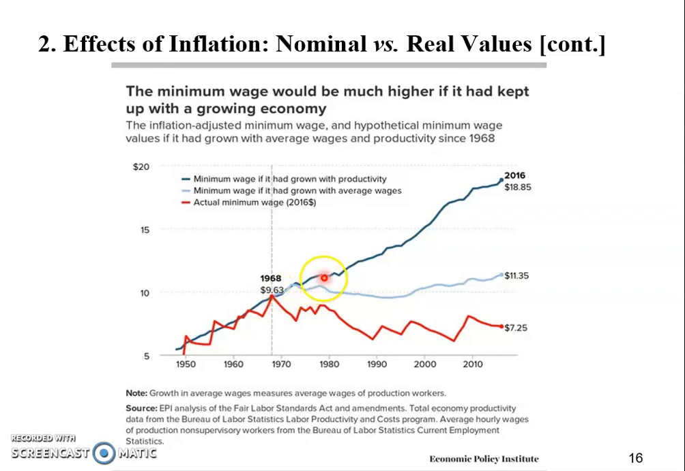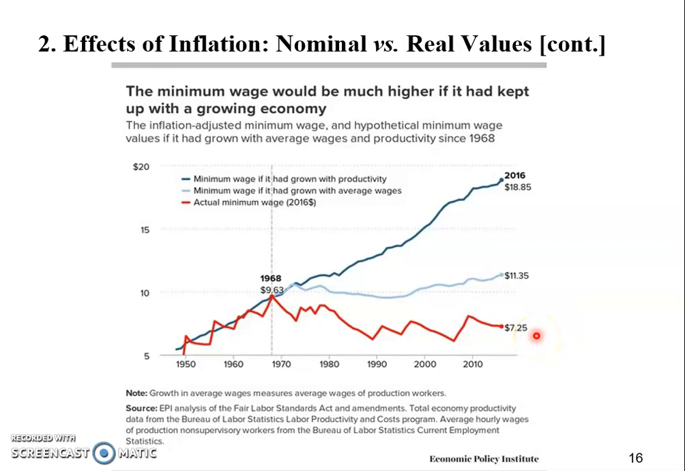After that, if we follow this dark blue curve, we would find that this one is the minimum wage if it had grown with the productivity. In other words, if how much a worker gets paid by the company depends upon his or her productivity. We're talking about the typical worker's productivity in the United States. Then in 2016, the worker was supposed to get paid $18.85 per hour, which is way above what they actually get paid.